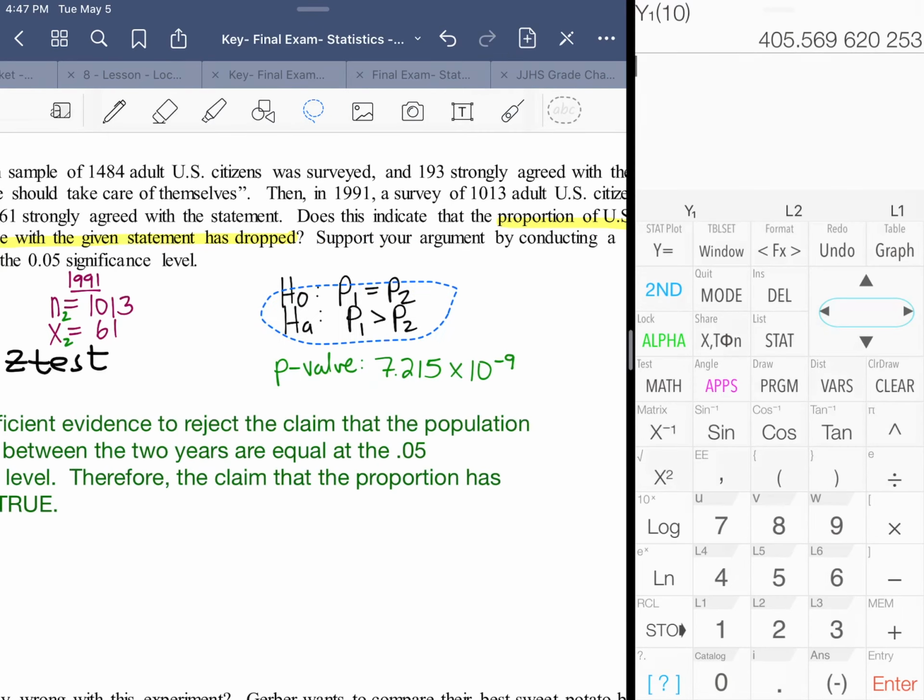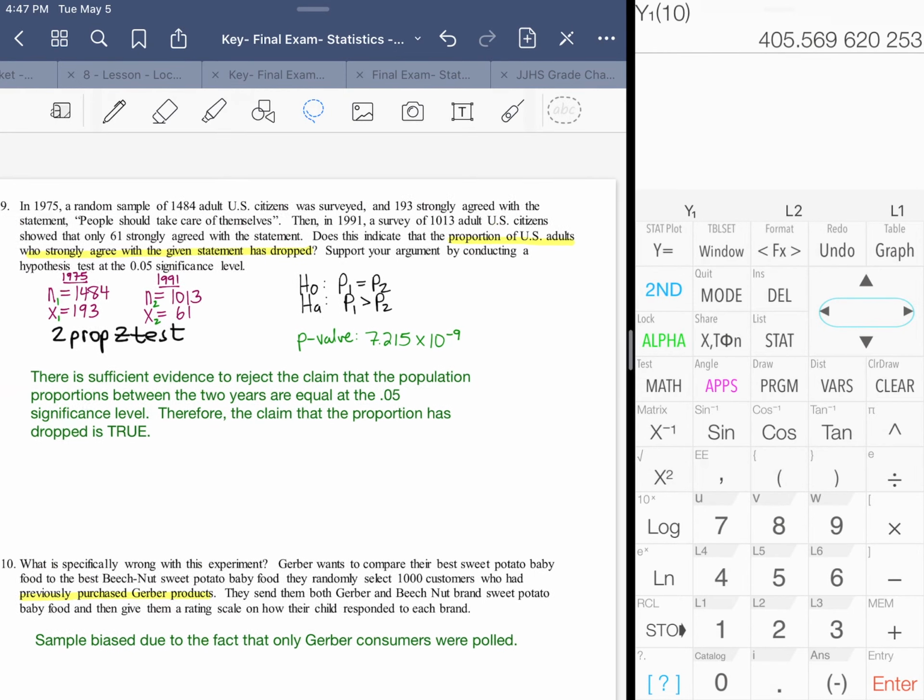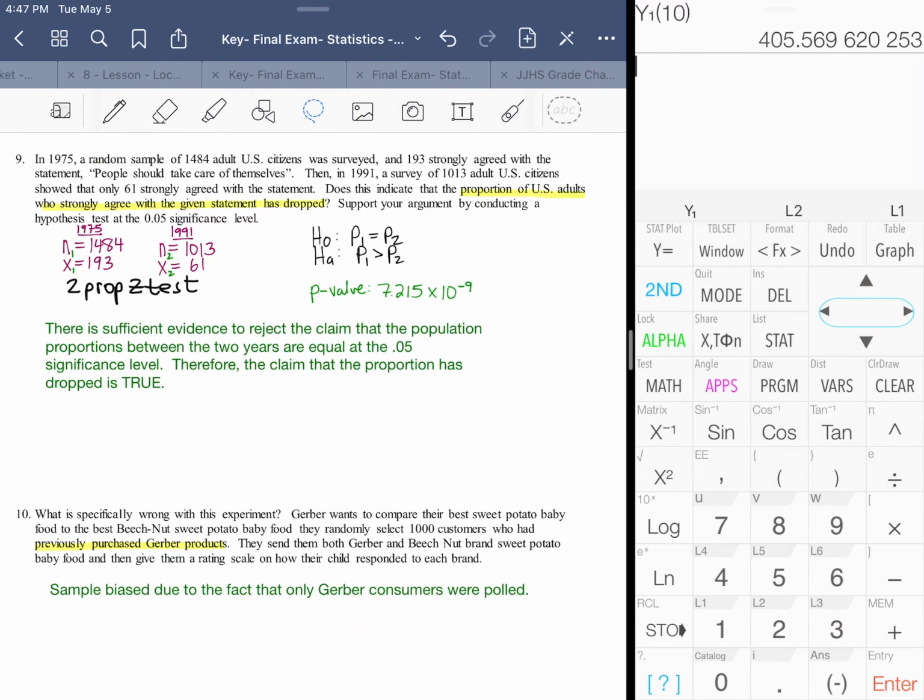We typically write the null before the alternative. The dropping part would mean that the proportion before is more than the proportion after. When we put this information in our calculator, we get a very small p-value. Because there's a teensy tiny p-value, that tells us that we are okay to reject the null and therefore go with the alternative.